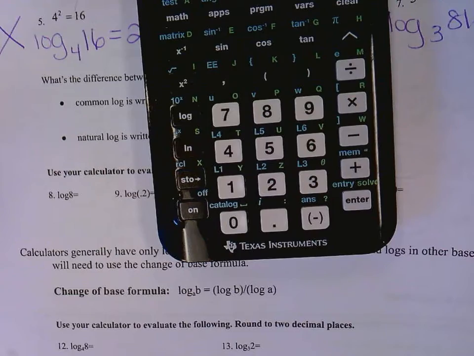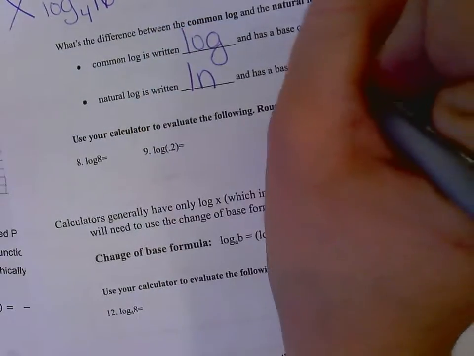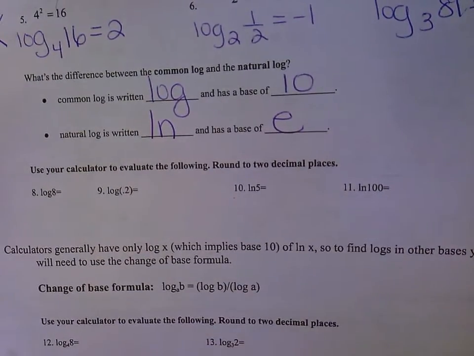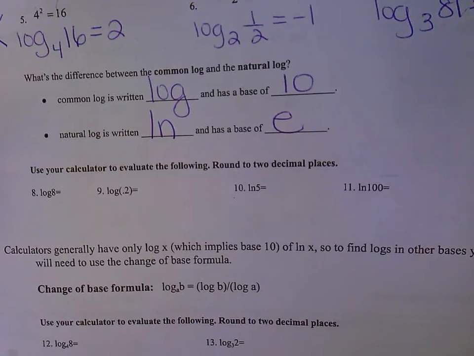So the natural base is E. E is called the natural number or the natural constant. Remember Euler's constant was 2.718? Because it's the natural base of compound interest and population growth.